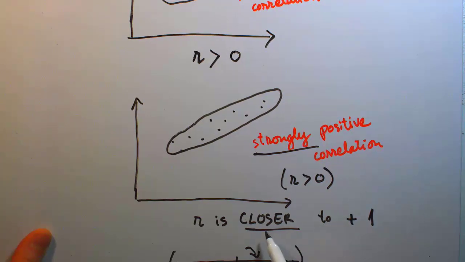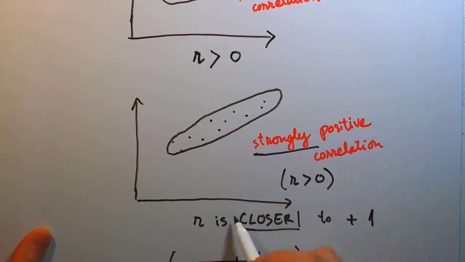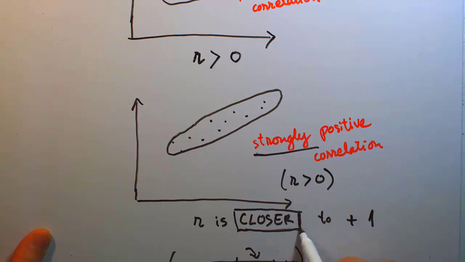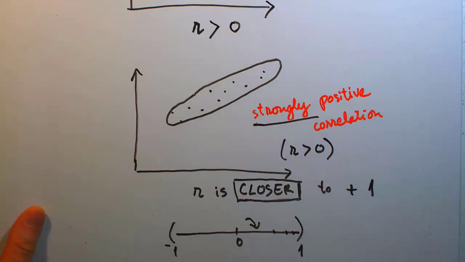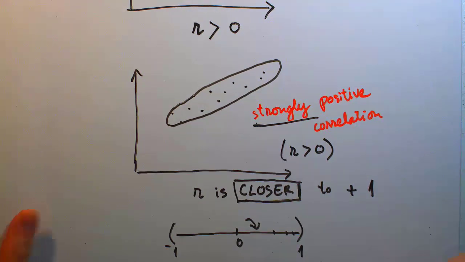And so I underline that term closer right here because I keep having students asking me, so how close is good enough to be close to positive 1, to have a strongly positive correlation? But so the point I really make it clear now is that the closer R is to 1, the more strongly positive your correlation is.